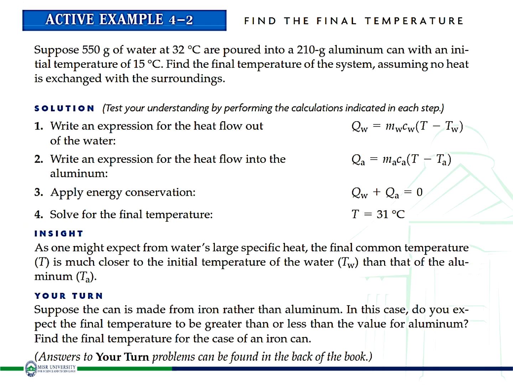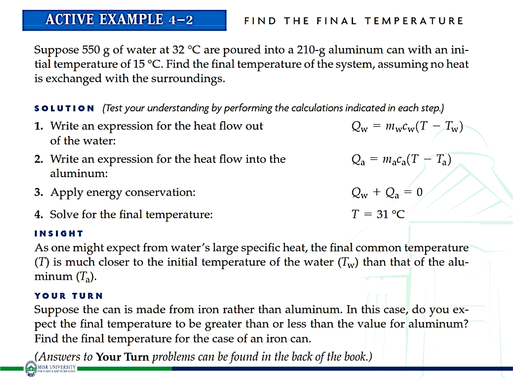From our textbook, Table 4-2, the specific heat of water, Cw, is 4186 J/(kg·K). So, Qw equals 0.550 kilograms times 4186 J/(kg·K) times (T − 32 degrees Celsius). 2. Write an expression for the heat flow into the aluminum, Qa equals MaCa(T − Ta). Next, the aluminum can. It starts at a cooler 15 degrees Celsius. So, it's going to gain heat from the warmer water. Its heat flow, Qa, will be positive.